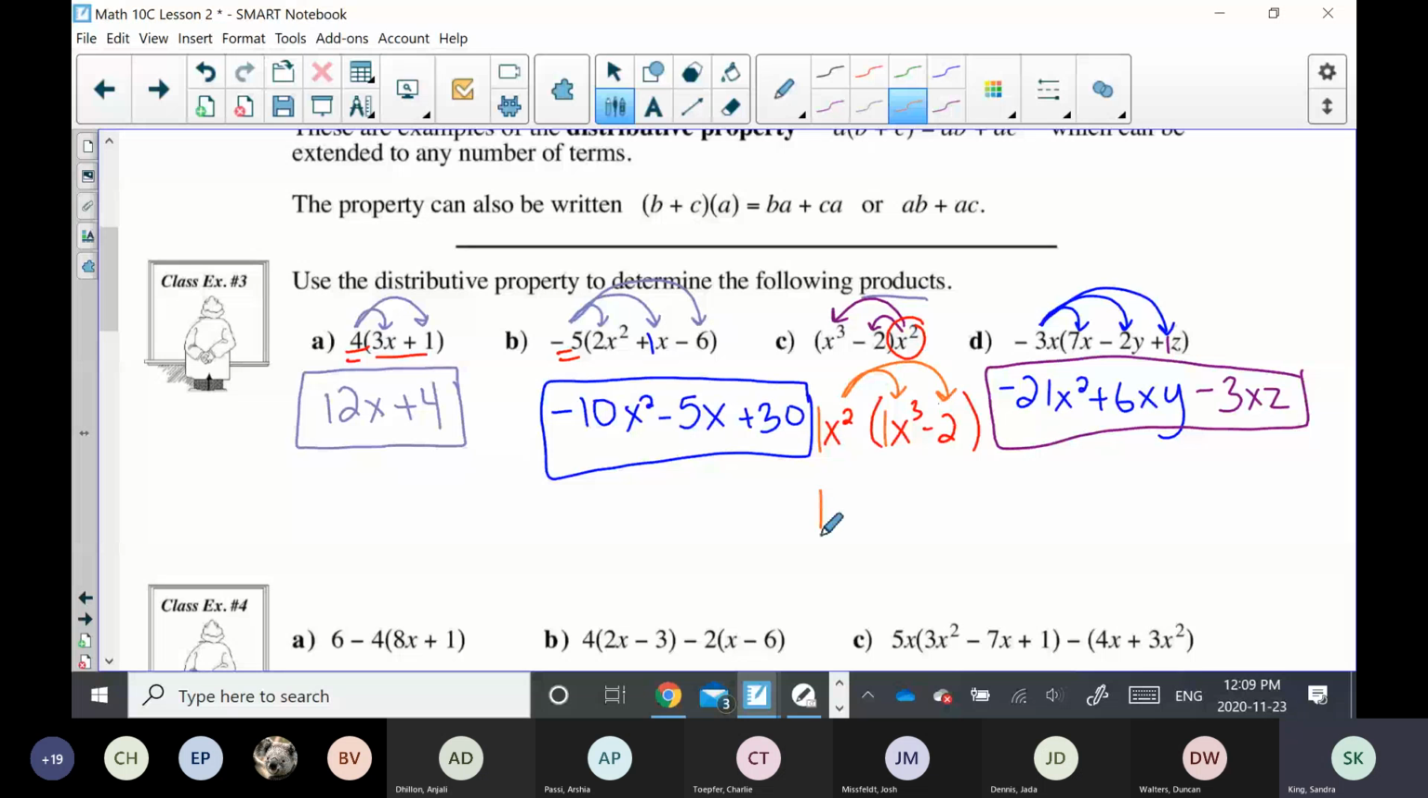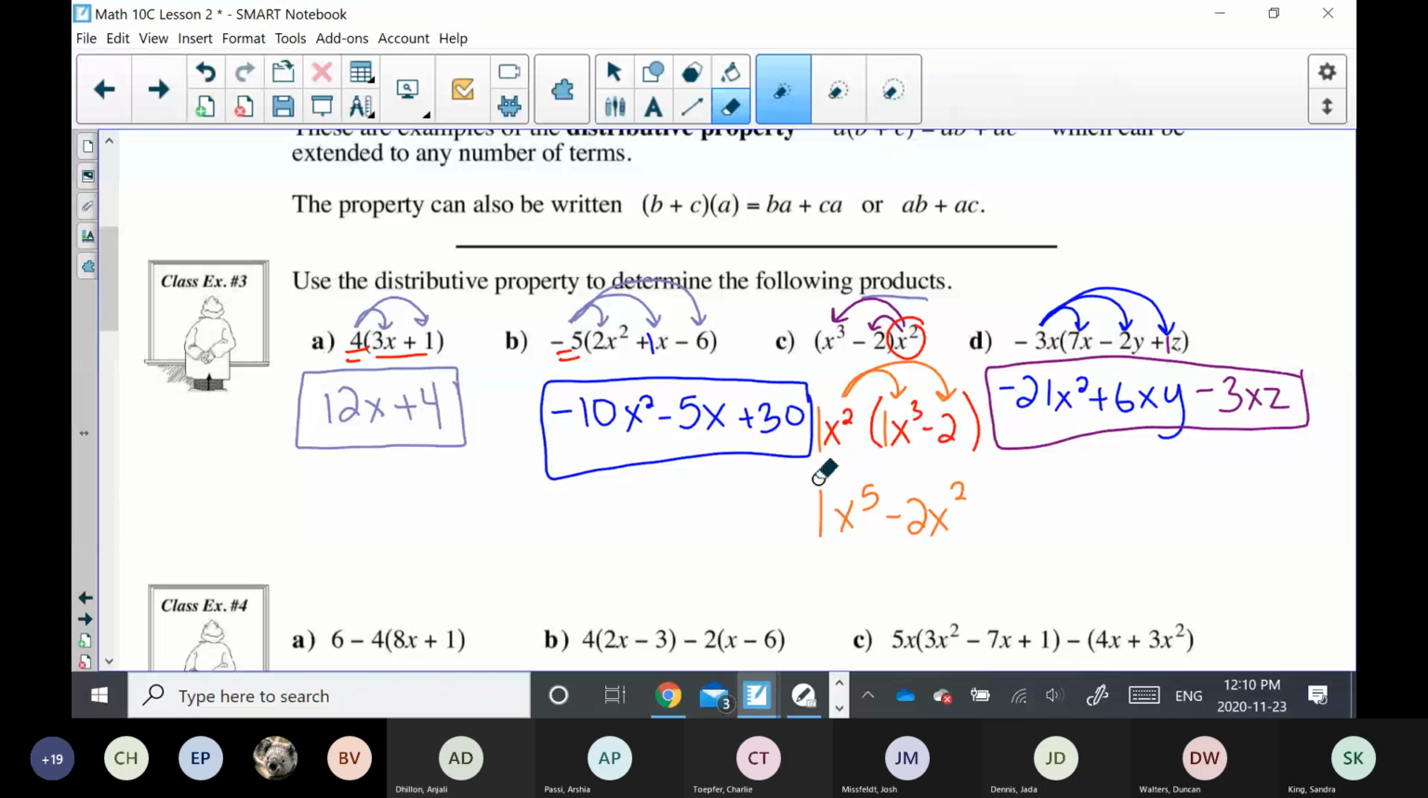1 times 1 is 1. X squared times x to the 3. So this becomes product law. We add those exponents. That is going to be 1x to the 5. And then from here, I'm going to have 1 times negative 2 is negative 2, and there's an x squared. So you could write this, or remember, we don't need that invisible one.